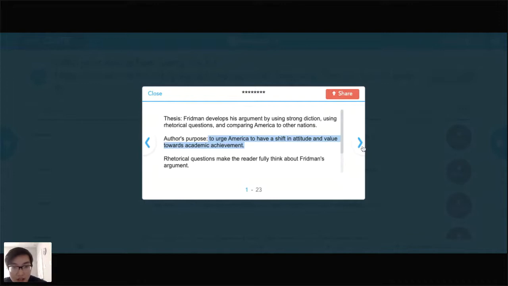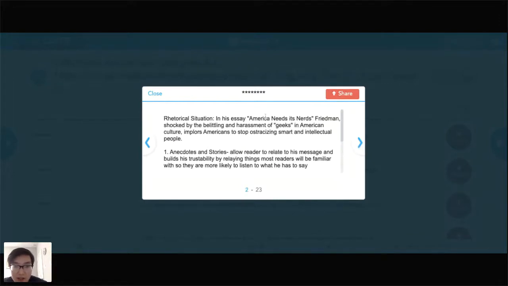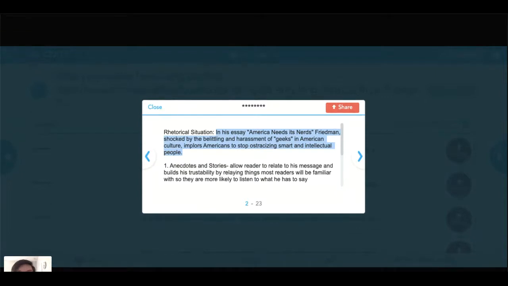Okay, next one. In his essay, America Needs Its Nerds, Friedman, shocked by the belittling and harassment of geeks and great vocabulary, implores, it's misspelled, but I think it's okay, Americans to stop ostracizing smart and intellectual people. I think that's pretty good. Something that I always used to add in my theses is I would always include the audience. Oh, wait, you do. Implores Americans. Sorry. But I'd always talk about the tone, too.